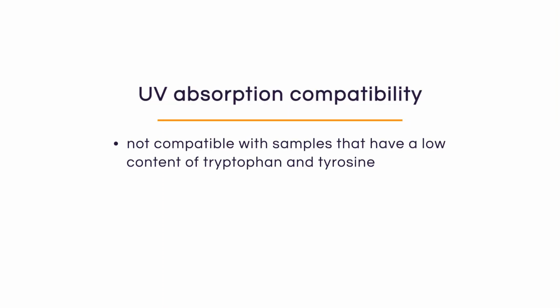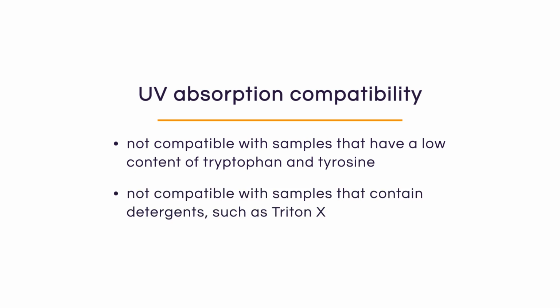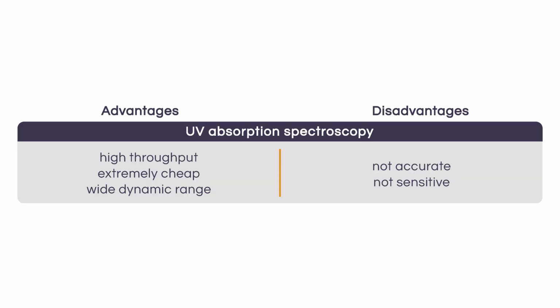This assay is not compatible with samples that have a low content of tryptophan and tyrosine, because those amino acids are the ones that have a high absorption peak at 280 nanometers. This assay is also not compatible with samples that contain detergents such as Triton X, because they usually have a high absorption peak in the UV range. This assay is neither accurate nor sensitive, and it has a wide dynamic range of 20 to 3000 micrograms per milliliter. It's very high throughput and extremely cheap.